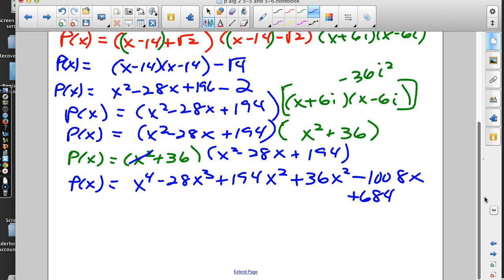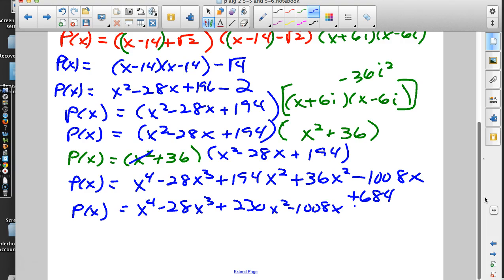Done? Very close. What's left? Just put the squares together. That's it. So P of x equals x to the fourth minus 28x cubed. We got 194 plus 36, which is a nice 230. X squared minus 1008x plus 684. Beautiful. There it is.